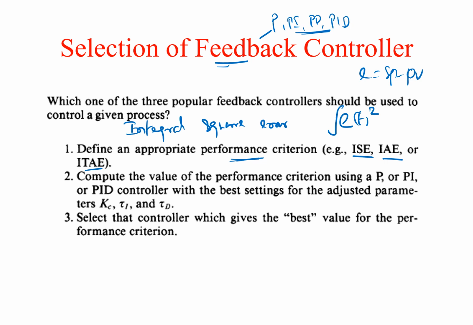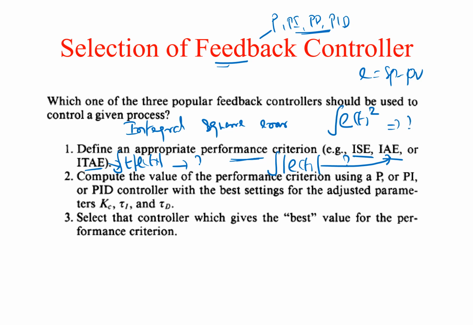Then similarly, IAE is the same thing: e(t) should be taken as an absolute value, then take the integral. So this is called IAE. Then ITAE is the same: e(t) should be taken as an absolute value, then multiply by time, then take the integral. So this is called ITAE. So like this, we have to calculate the value.